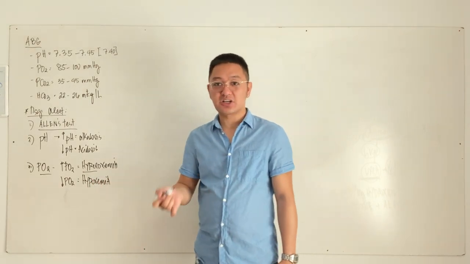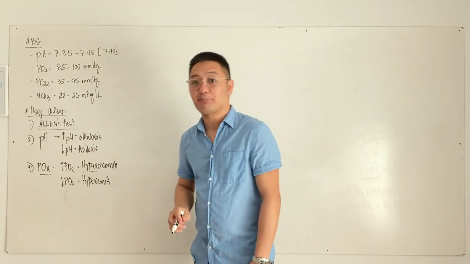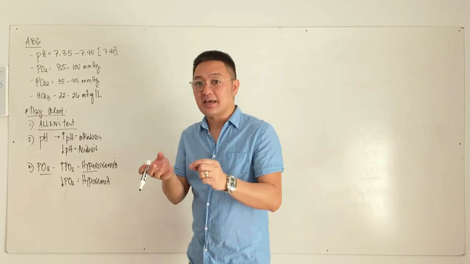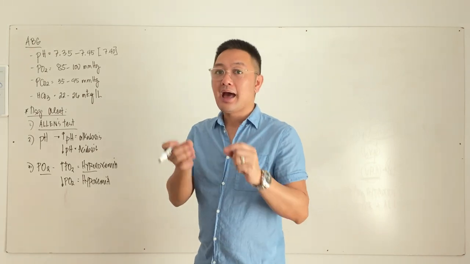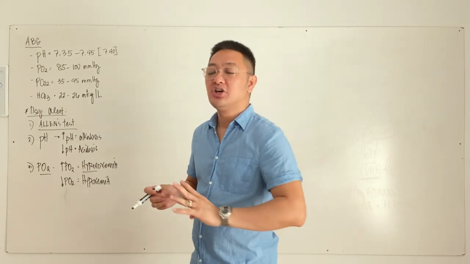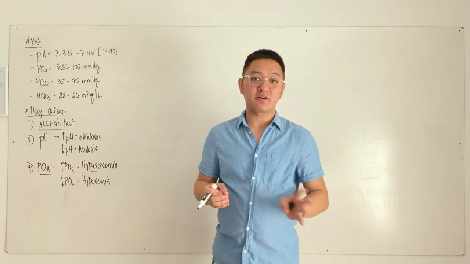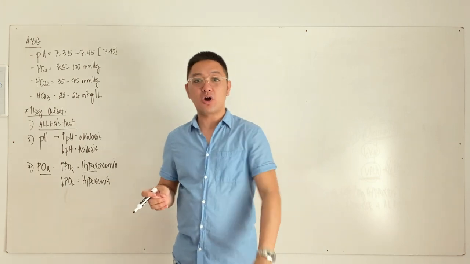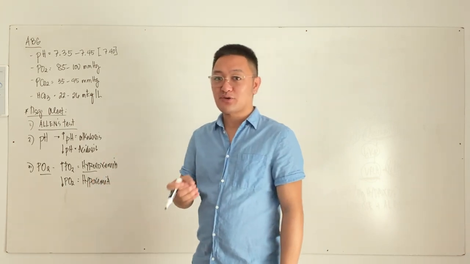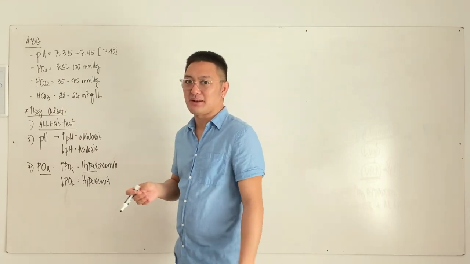Hypoxemia is decreased oxygen in the blood. That makes it different from hypoxia. What is the difference between hypoxia and hypoxemia? Hypoxemia is decreased oxygen in the blood. Hypoxia is decreased oxygen in the cells or tissues. Okay, so hypoxia refers to the cells, the tissues, that have a low oxygen content, but hypoxemia refers to decreased oxygen in the blood. I hope that makes sense.